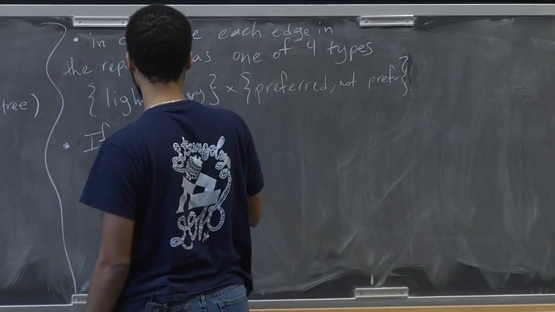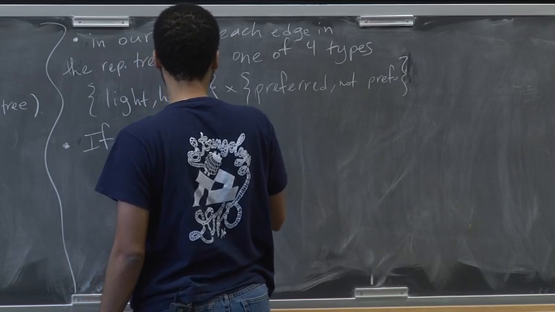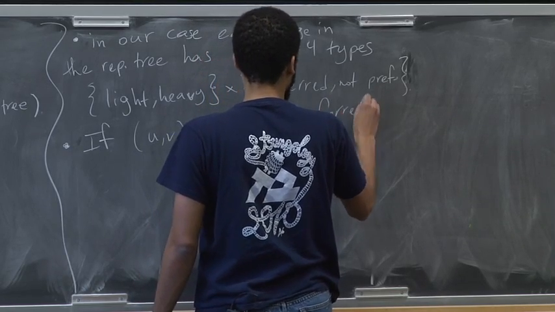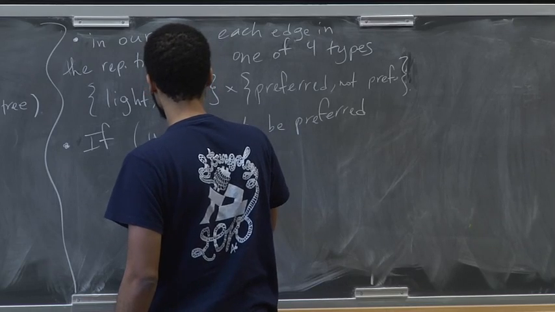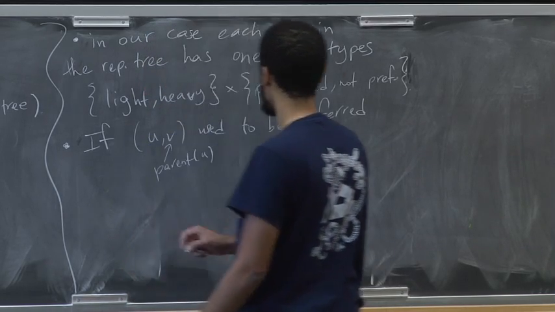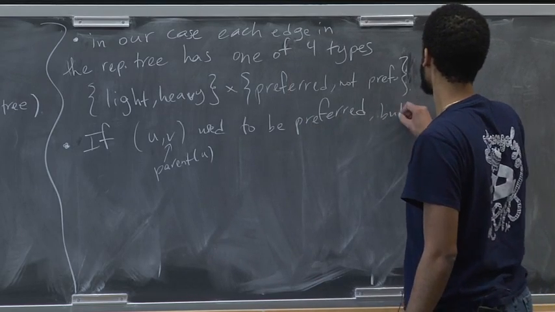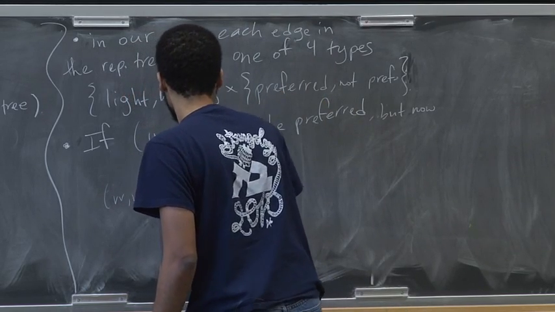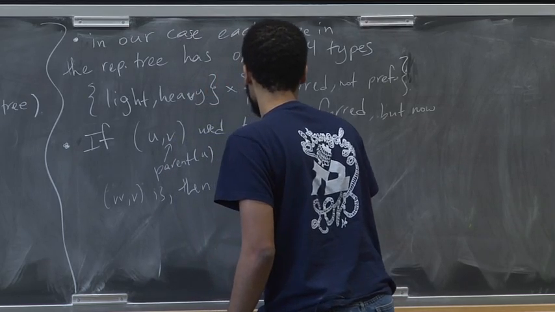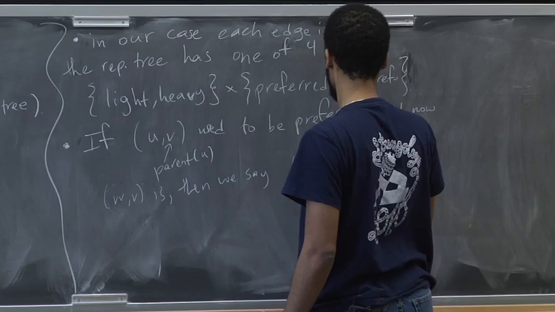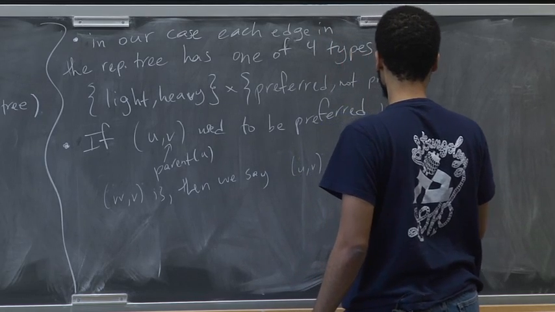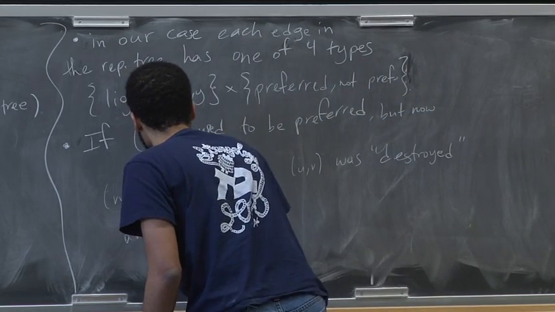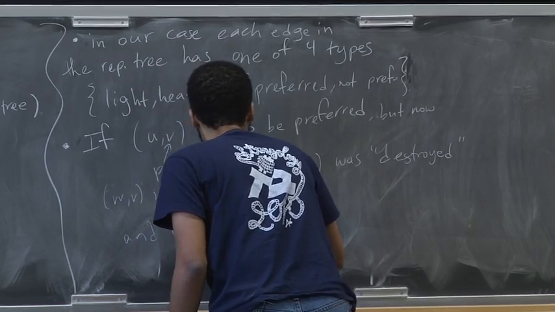Let's say v is the parent of u. So if uv used to be preferred, but now wv is, then we say uv was destroyed and wv was created.